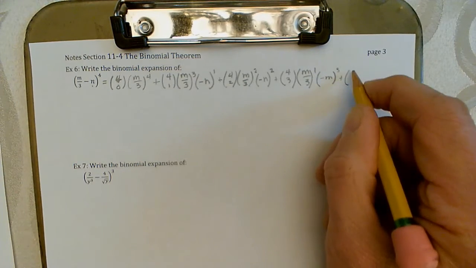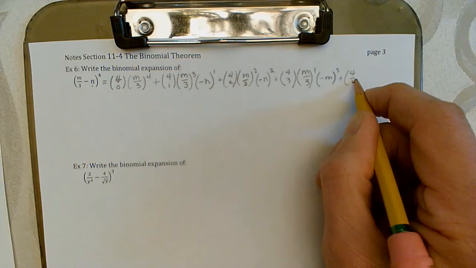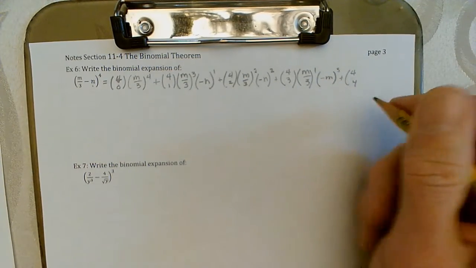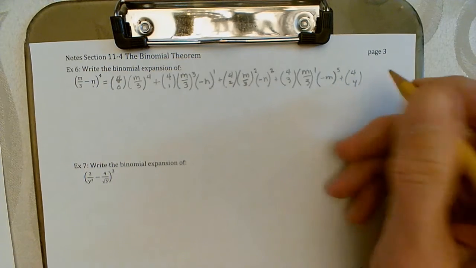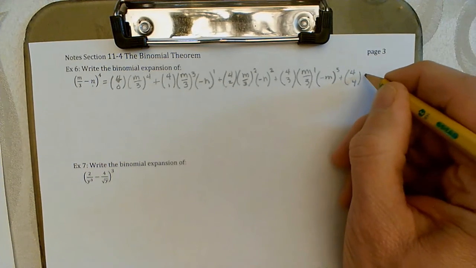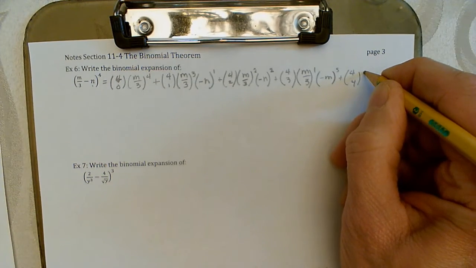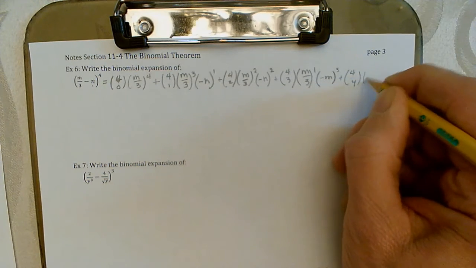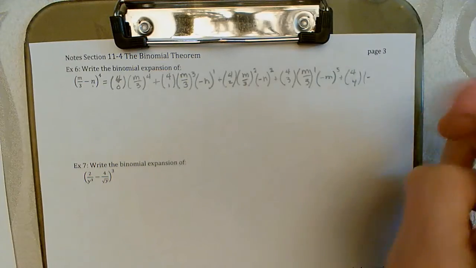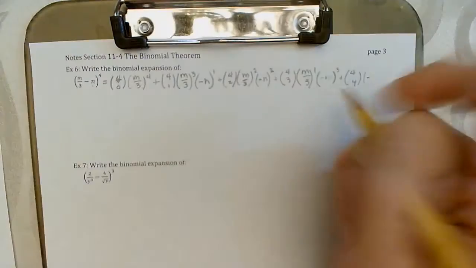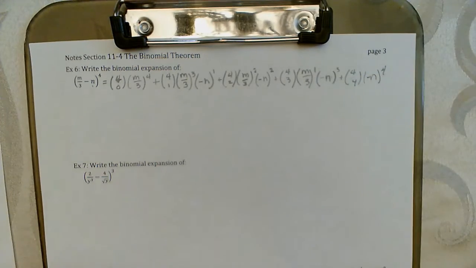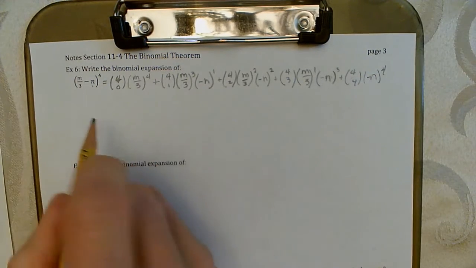And then our final term, a combination of 4 choose 4. Oh, that shouldn't be written as a fraction. No fraction bar in there. 4 choose 4. And then times the m over 3 to the 0. So I'll just leave that off. Negative n. Sorry, I wrote an m in here. Negative n, and that's raised to the 4th power. All right, so let's go back and simplify these then.